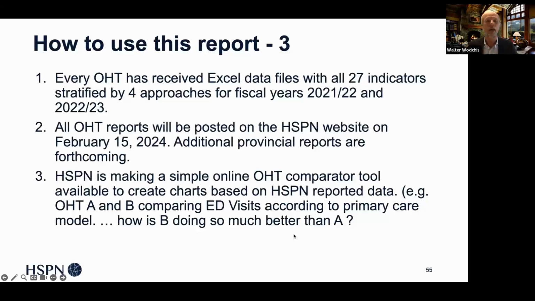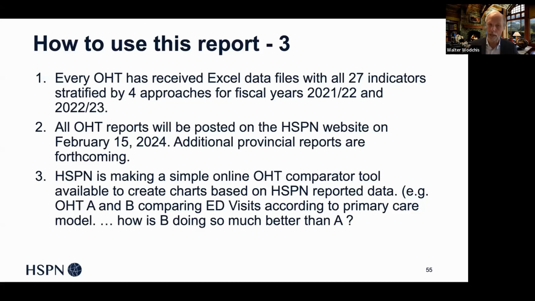Every Ontario health team has received, someone in your team has received, Excel data files with all 27 indicators, their main, stratified by 4 approaches for fiscal years 2021-22 and 22-23. We will be posting all of these by February 15th online. For now, the person that we had as being your most contact. So you can email us. We've caught a few people in the chat, but you can also email oht.evaluation@utoronto.ca for more information. We'll find out who in your OHT received the reports.